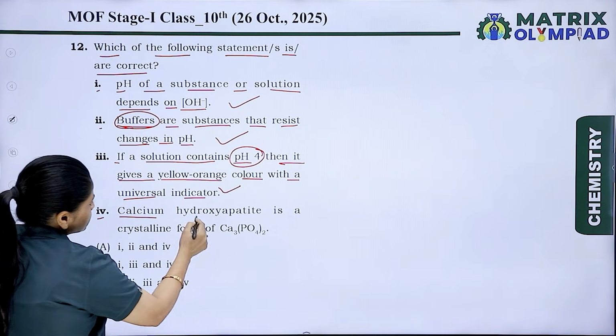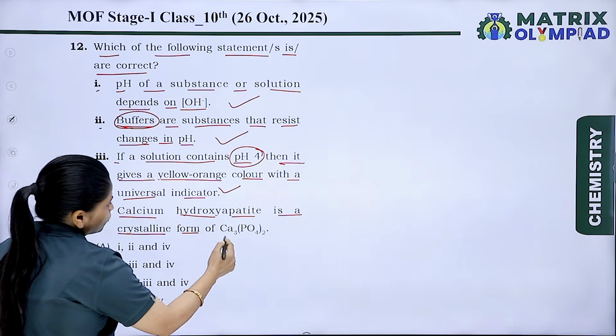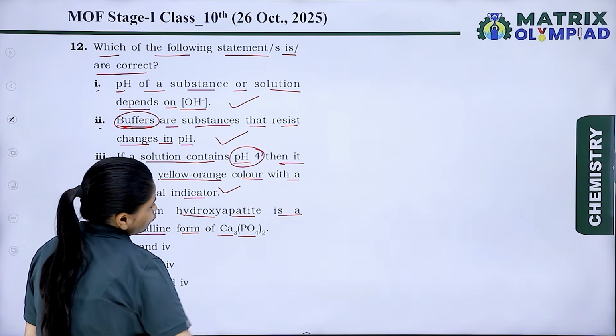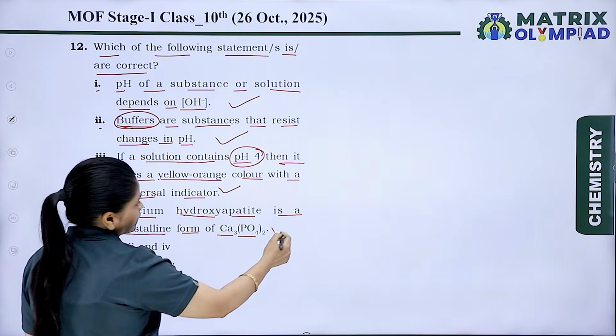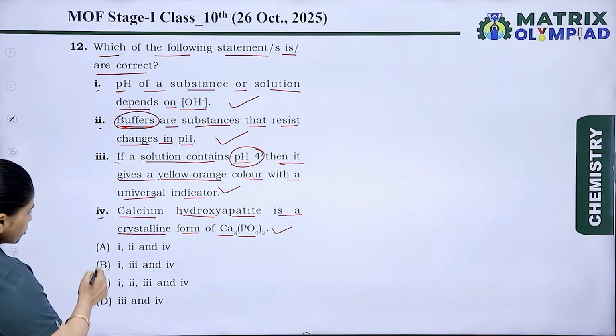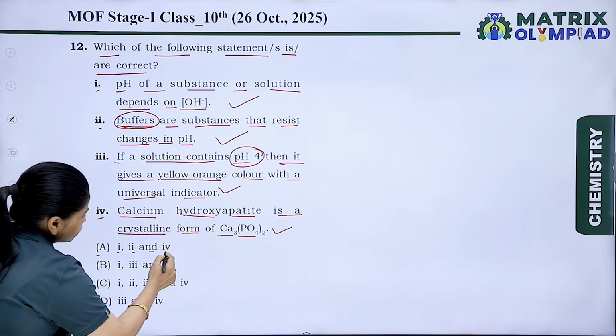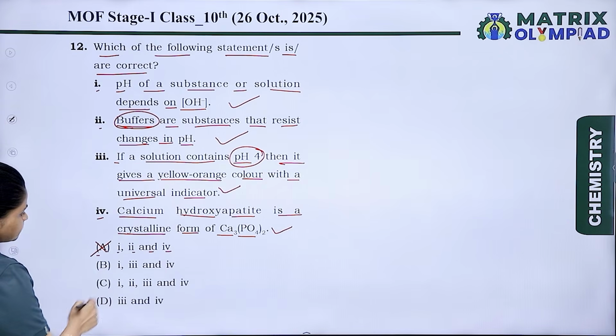4. Calcium hydroxyapatite is a crystalline form of Ca3(PO4)2, means calcium phosphate. This is again the correct statement. So let's check the options. Option A, first, second and fourth. No, the third is also correct.